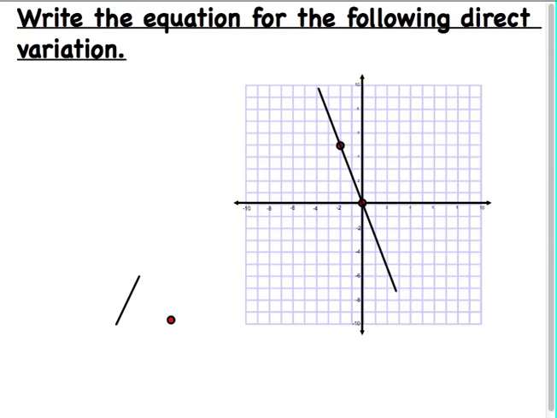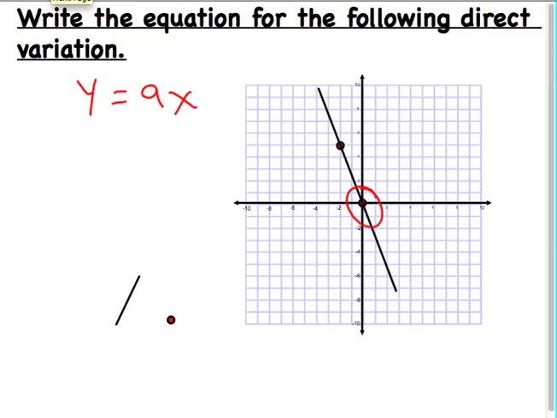Now we're doing the opposite. We're writing the equation y equals ax, and we're given a graph. Oh, I can tell automatically it's a direct variation. How? It's going through the origin. Good. So that's the key.